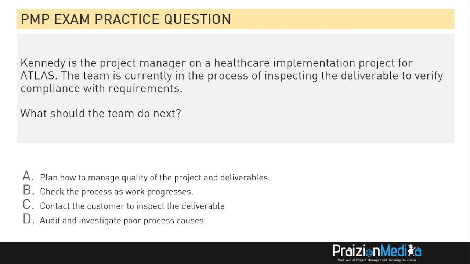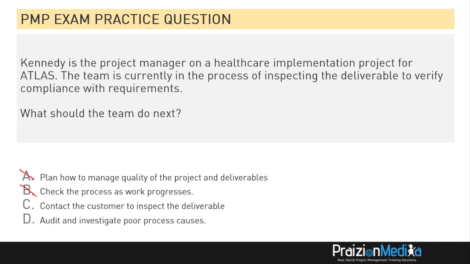So there's things you would have already done. You wouldn't plan how to manage quality. That's been done, right? You wouldn't be checking the process as work progresses, because that's manage quality that's already been done. That wouldn't be what you do next. That's what you've already done. C, contact the customer to inspect the deliverable. It's not a bad one. Let's keep it in the back pocket. Go to D, audit and investigate poor process causes.